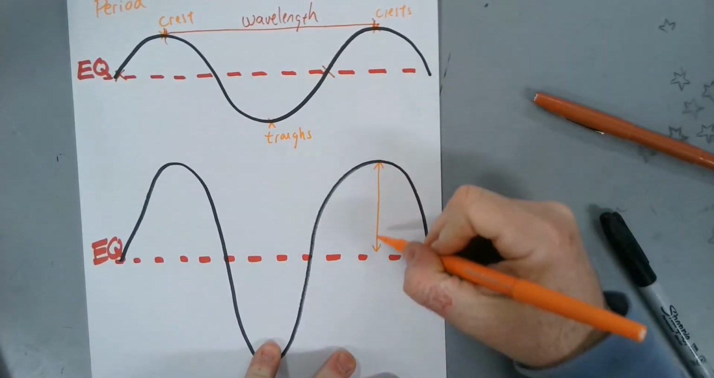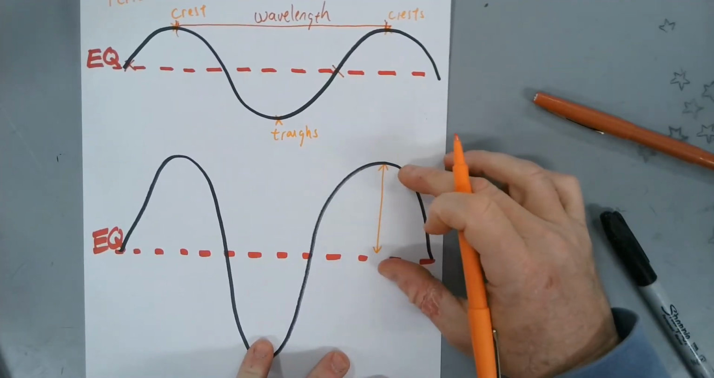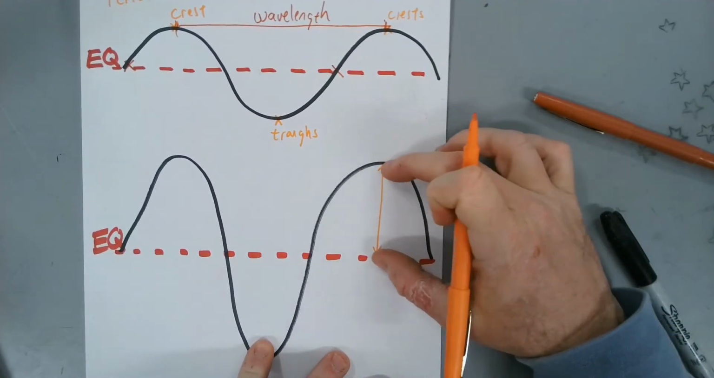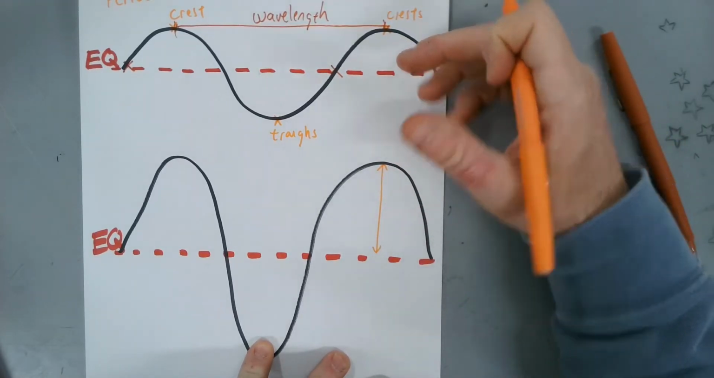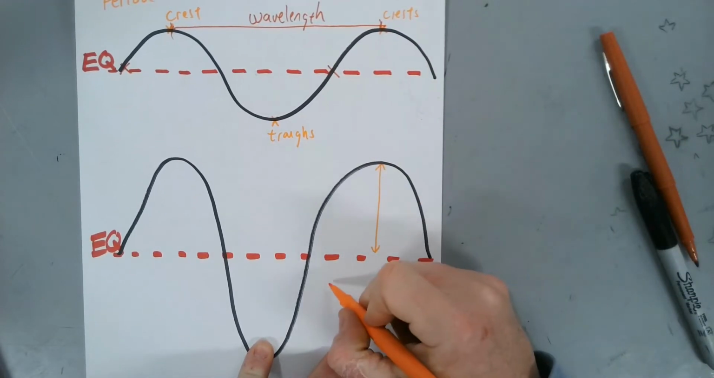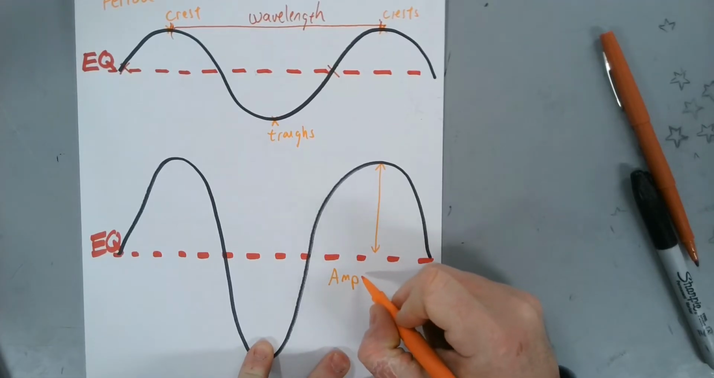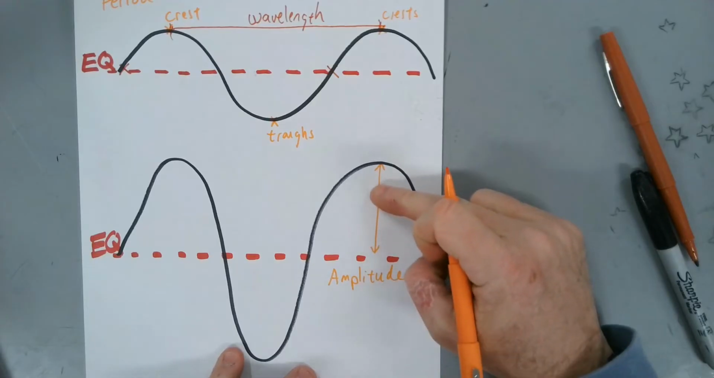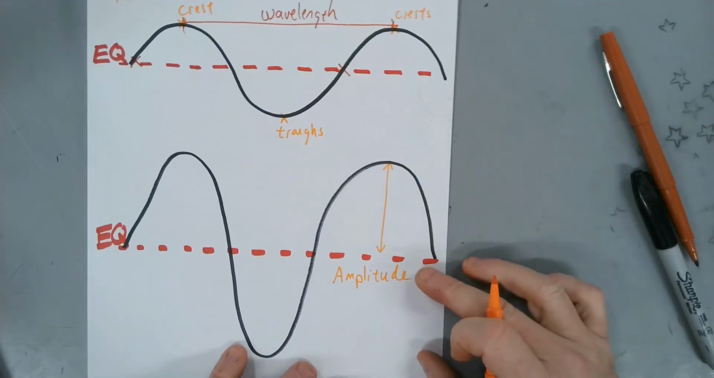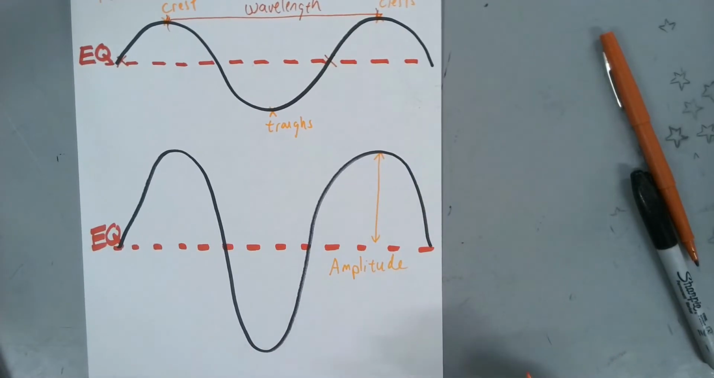So this height of the wave is associated with the energy. The higher this height, the greater the energy of the wave. This height has a name. It is called the amplitude. The amplitude is the height of the wave, and it tells you the energy associated with the wave.